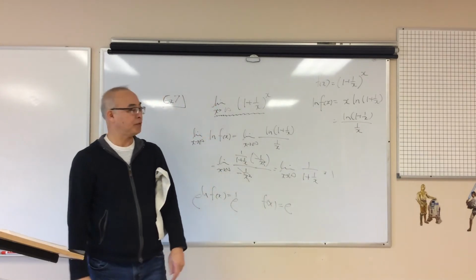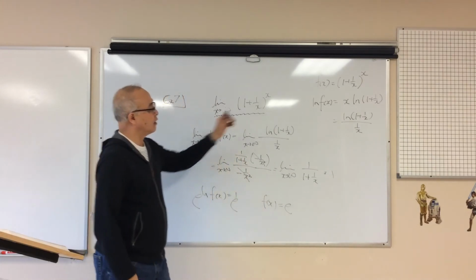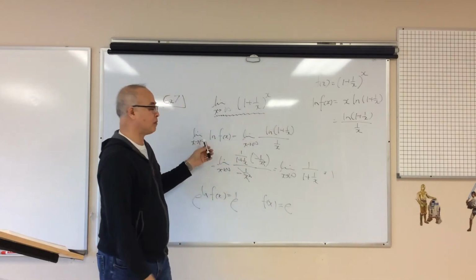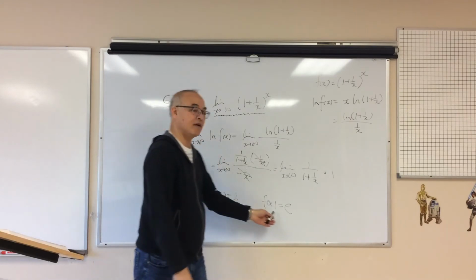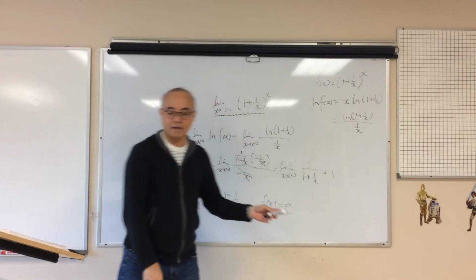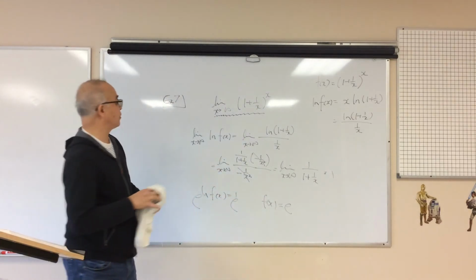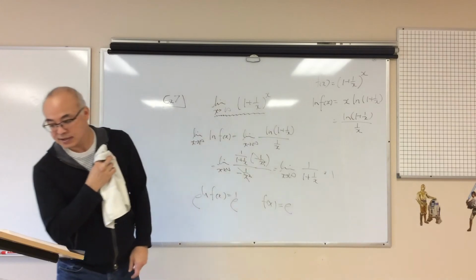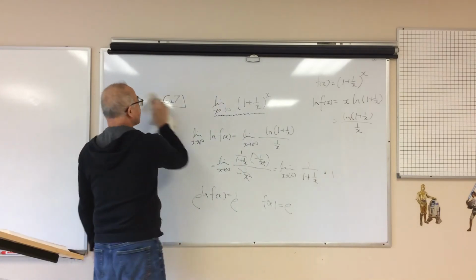Okay? Pretty tricky, because instead of finding directly the limit of f of x, I found the limit of the natural log of f of x, and then found the limit of f of x. Okay? So that was example number 8. Let's work on example number 9 now.